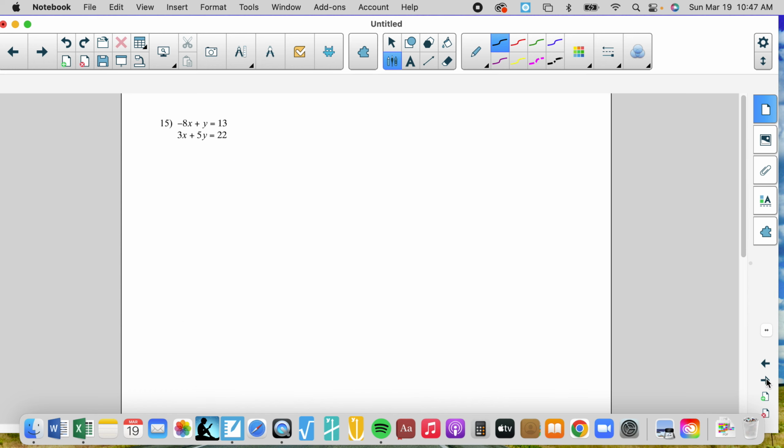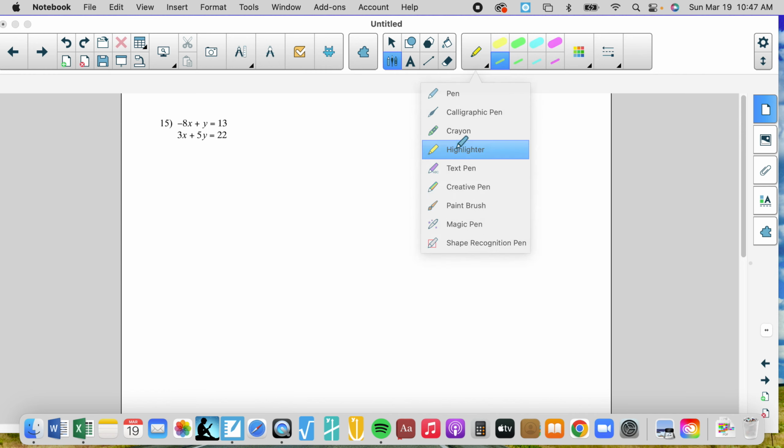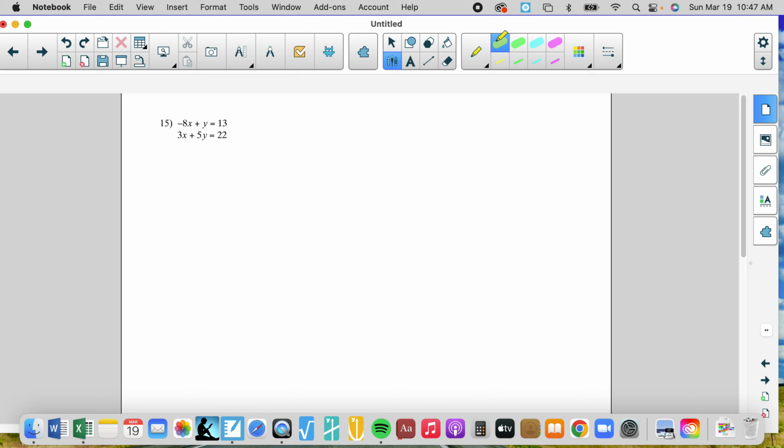Another one where we're going to have to rearrange. So which variable in which equation would I want to isolate? Because when we use the substitution, we want to solve for one of the variables. Well, it's quite obvious. I'm going to solve for that variable in the top equation. So when I rearrange, I'm going to make this equation y equals positive 8x plus 13. Hopefully you saw how we got that.